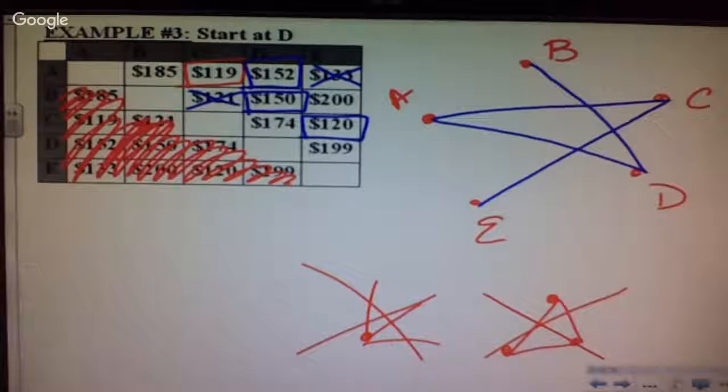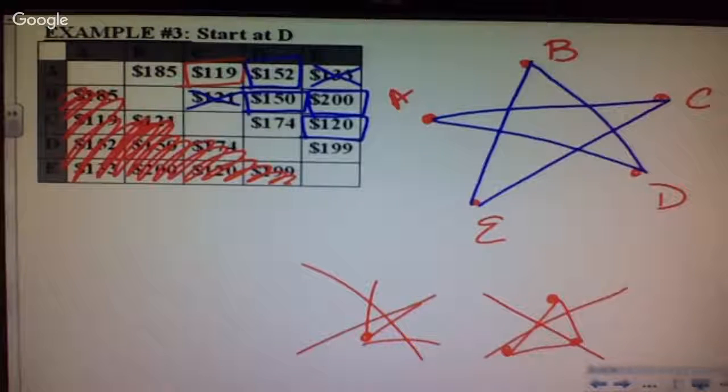Everybody says we're done now. Oh, but everything's been touched twice except for B and E, so they need to connect. B and E are 200. Is it always going to be B and E? No. It just so happens that that's what happened here.